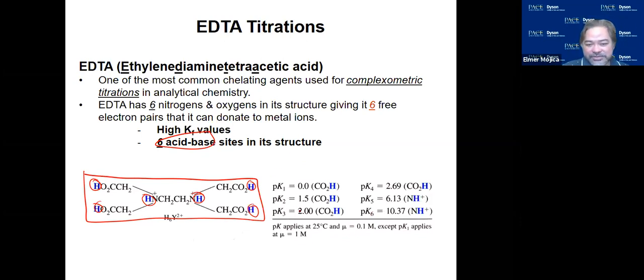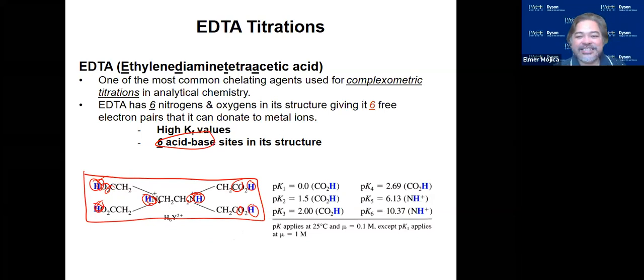And look at the pKa values that they have: 0.00, 1.52, 2.61, 6.13, 10.37. So you will see there the different pH where you remove or add your hydrogen. Okay? So EDTA has 6 nitrogen and oxygen sites in its structure, giving it 6 free electrons. As you could see here, the hydrogen is attached to either oxygen or nitrogen.